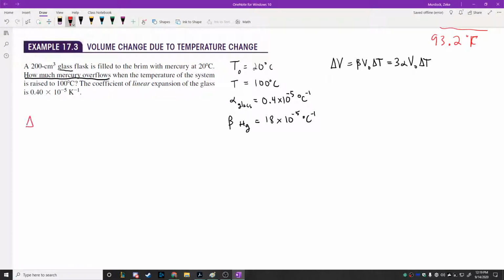All right, so we're going to have the change in volume. Which one's going to expand more? Is it going to be the glass or is it going to be the mercury?